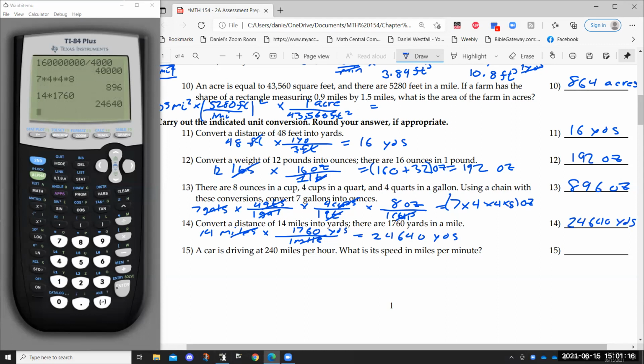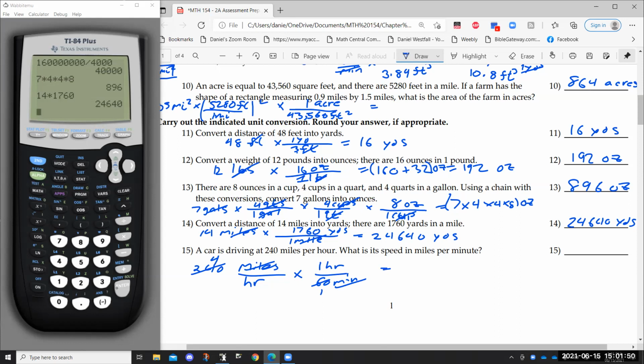Right? Car is driving at 240 miles per hour. What is its speed in miles per minute? So 240 miles per hour. Don't write MTH there. Write miles per hour. You want to keep the miles. You want to change the hours to minutes. So 1 hour is going to be 60 minutes. Miles will cancel. 60 goes into 240 4 times.